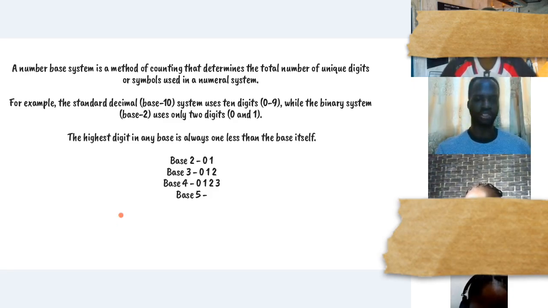I want to see your responses on the public chat. Okay, that's good. I want to see it up to base 9. Okay, that's good. I can see that. Good. Up to base 9.